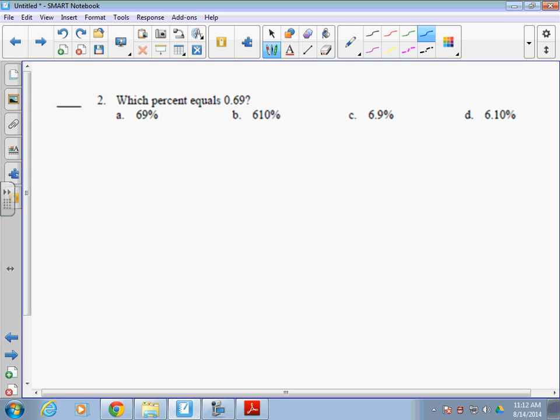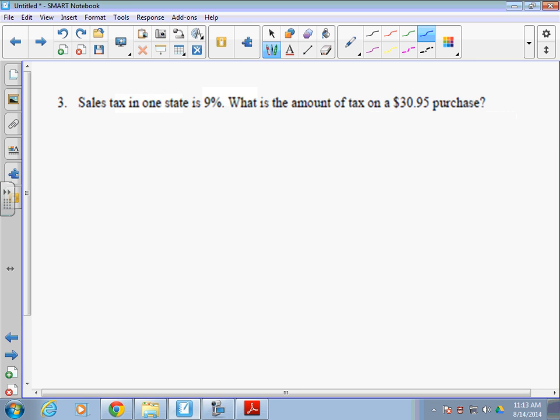Which one equals 0.69? Okay, 0.69, that is the hundredths place. So that means 69 over 100, or 69%. Per 100 means percent. A, apple, for that one. Then we started the short answer stuff.